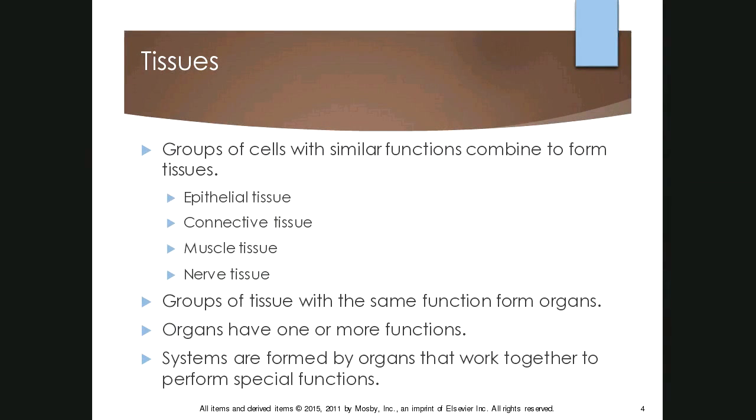As far as tissues go, these are a group of cells with similar functions that combine to make a tissue. And there are 4 types. There's epithelial, connective, muscle, and nerve tissue.